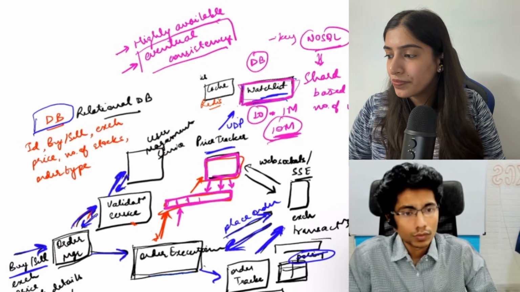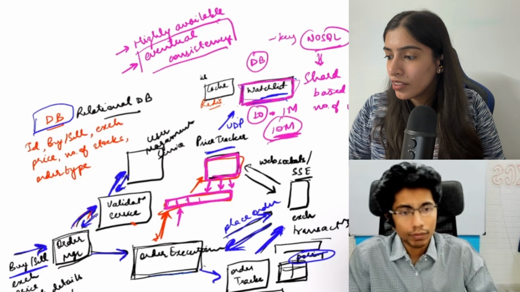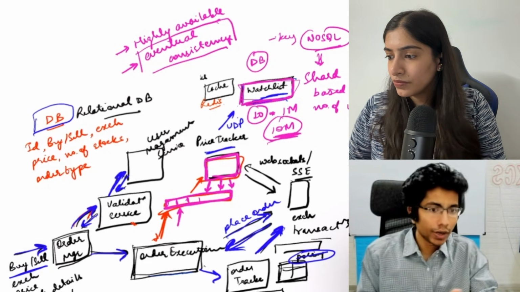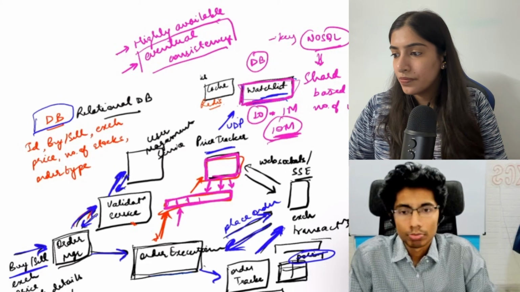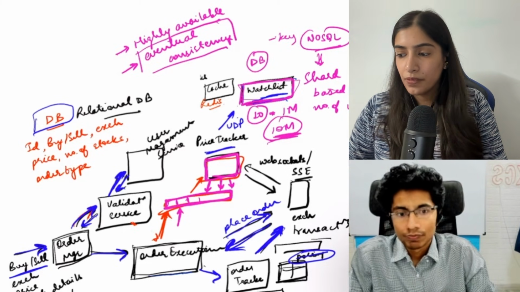Yeah, I think that makes total sense. The trade book and order book are also updated according to how much of the order actually went through for that order ID.